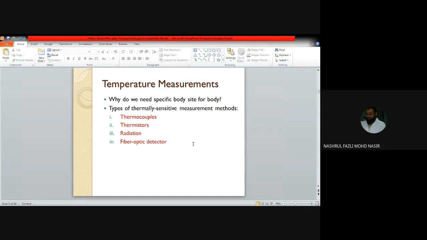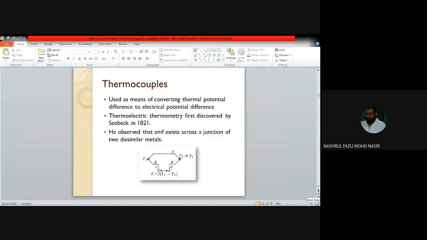I'm not saying that you shouldn't learn the thermocouple or thermistor. You must, because definitely questions will come out from there. But to give you confidence, for instance, the fiber optic detector is just around 3 pages, so it's easier for you to read and easier to understand. Now we go to thermocouples.